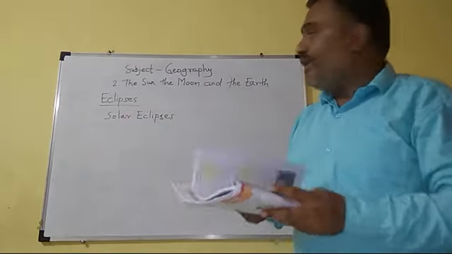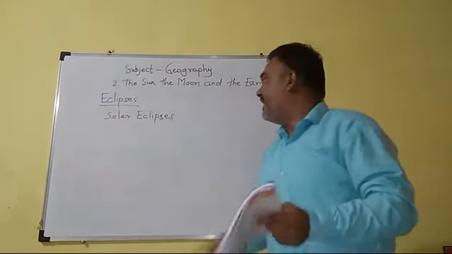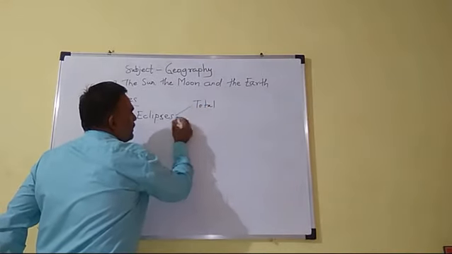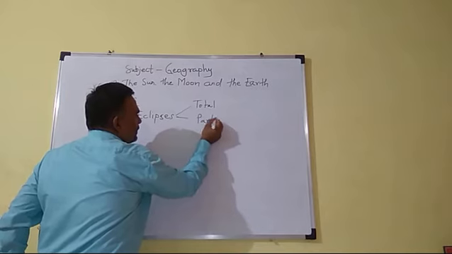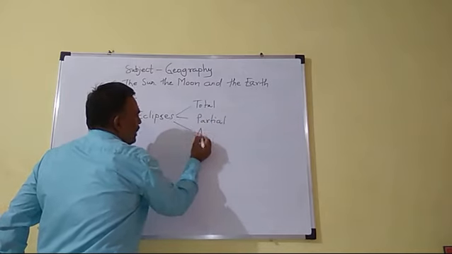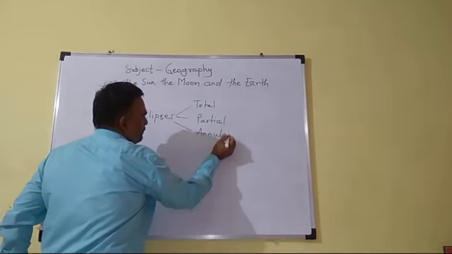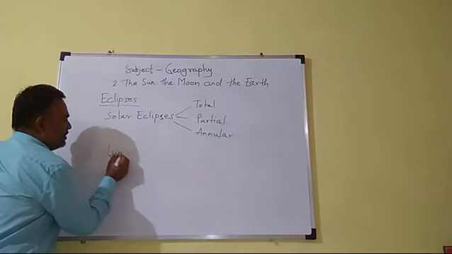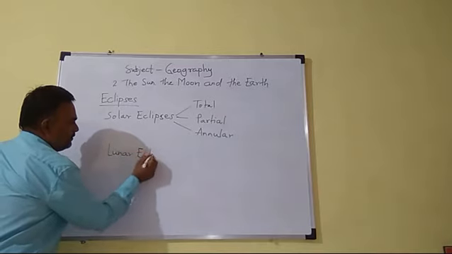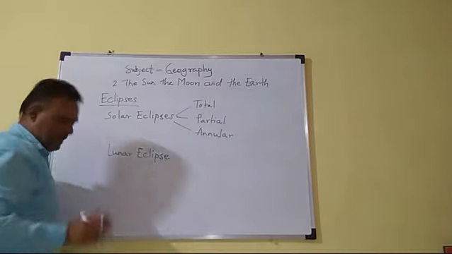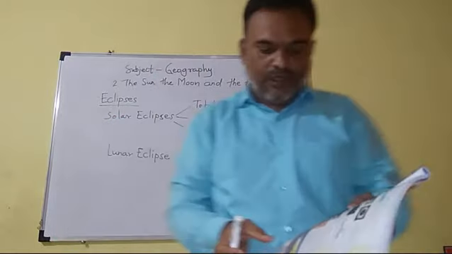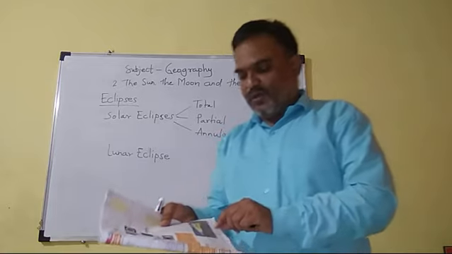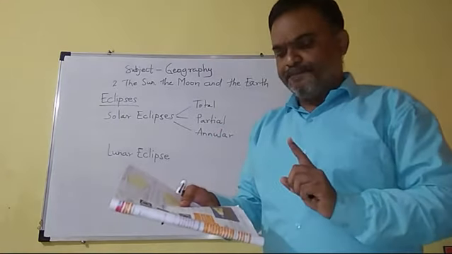Now we have studied three types of solar eclipses: total solar eclipse, partial solar eclipse, and annular solar eclipse. Now we are going towards lunar eclipse. You are going to complete the activity given on page number 5. This activity is about solar eclipse.